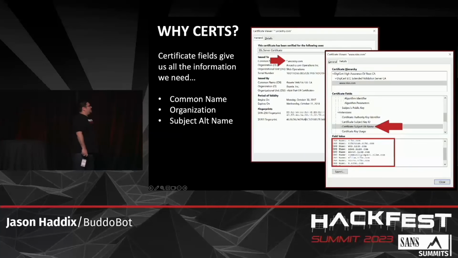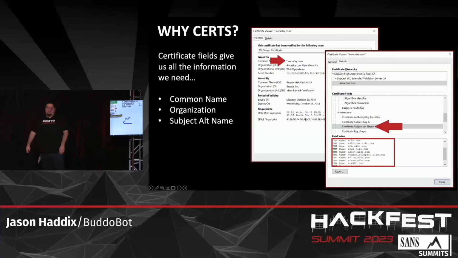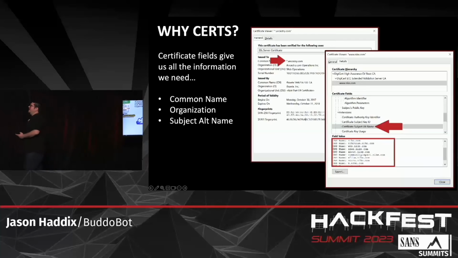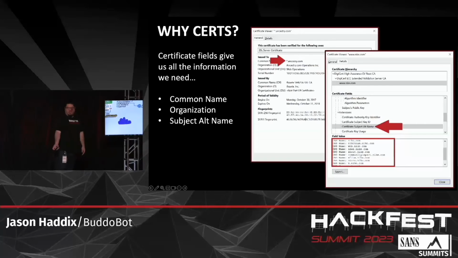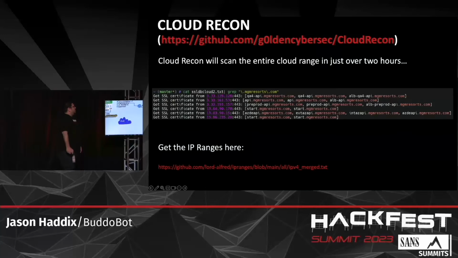So an SSL cert has multiple fields. And inside of the fields, you can have the common name, the organization name, and the subject alt name. And every one of these fields can have a list of your target's subdomains. And then you can visit them and see what's on those sites. Now, how do we get the certs? Well, you scan the whole internet.